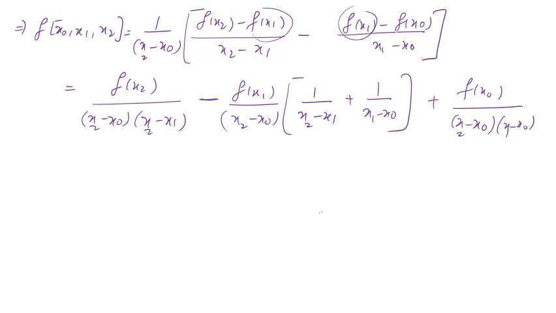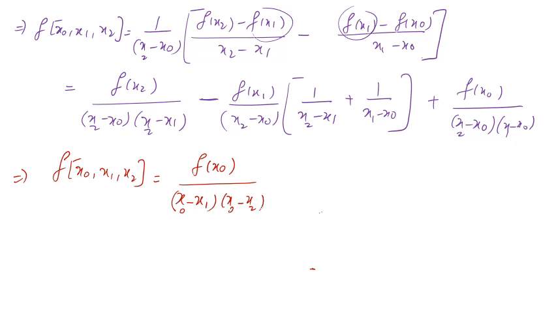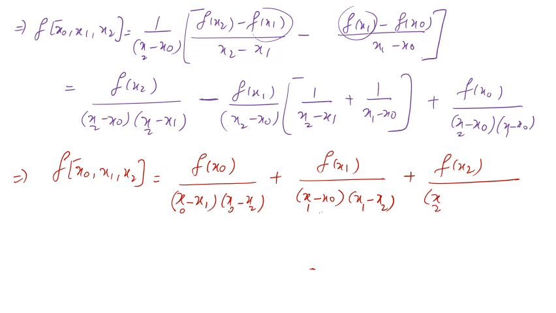After simplification, what are we getting? This implies f of x0, x1, x2 equal to, see how to remember. Let me start with f of x0. F of x0 by, write the differences, x0 minus x1, x0 minus x2, this is over plus. Next, f of x1. After simplification, f of x1. So write the differences x1 minus x0, x1 minus x2. Next, plus f of x2 term by, write the differences x2 minus x0, x2 minus x1. This is the second divided difference.